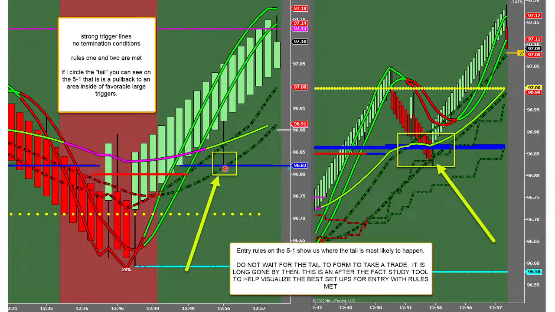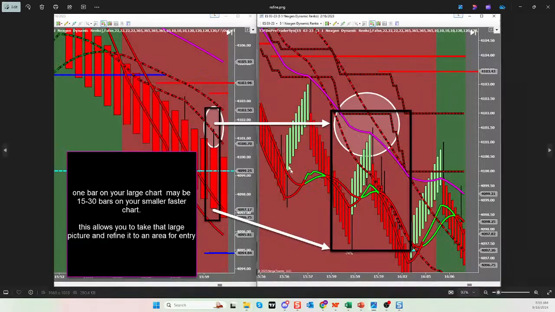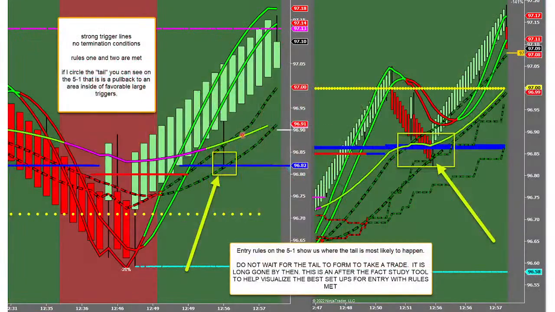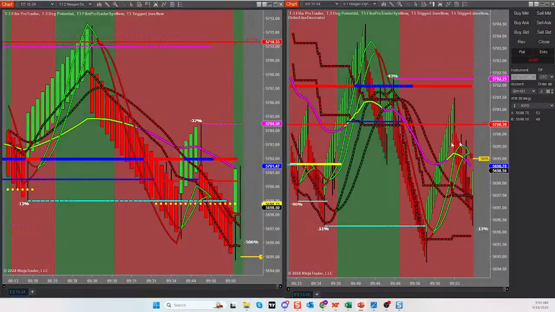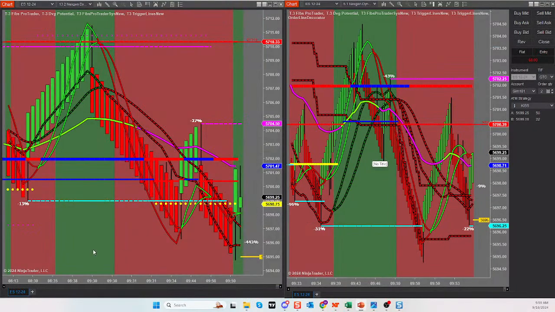Notice that the tail that I circle here on the large chart lines up with support inside of favorable large triggers on the small chart. If I open up this picture, the tail on the large chart lines up with resistance inside of favorable large triggers on the small chart. So does this tail. You can circle these tails, go back and study, and that's how you're going to develop trust, guys. You're going to develop trust in a methodology.